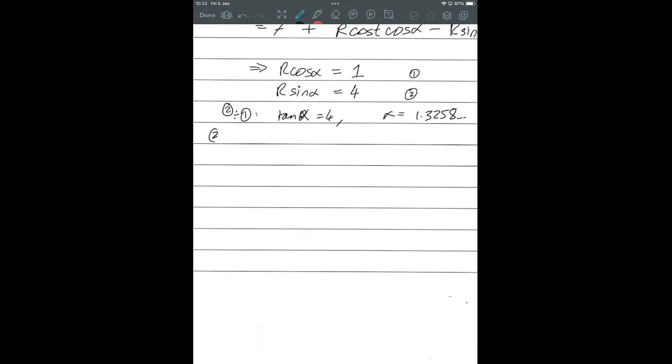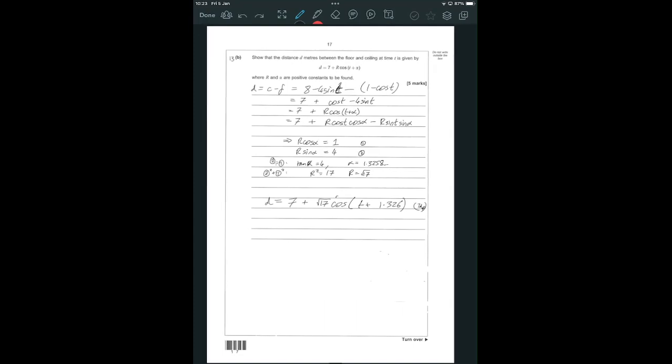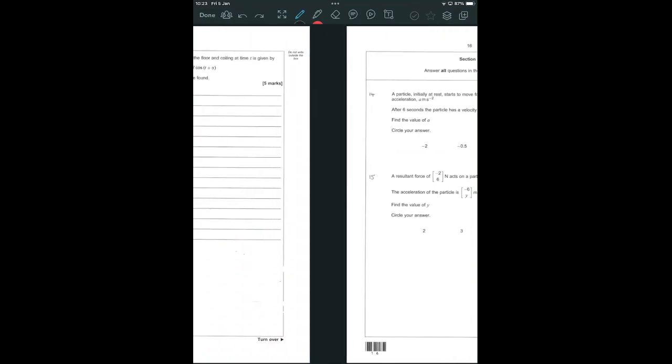And to get the R, the trick is to square them and add. So R squared is 17, R is root 17. Now exactly how did they want the answer? Show the distance is given by that. So let's go back to our 7 plus root 17 cos(t plus 1.32). I'm going to give it to 3 dp, but I'm going to keep that number in my calculator if I need to calculate with it later on. And actually we don't. That was the end of the question.